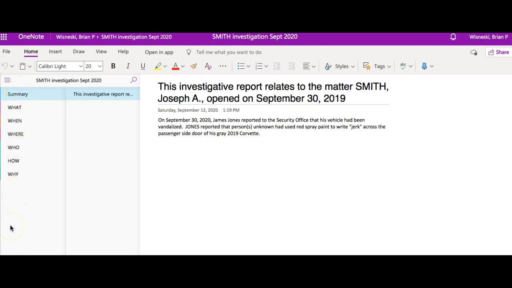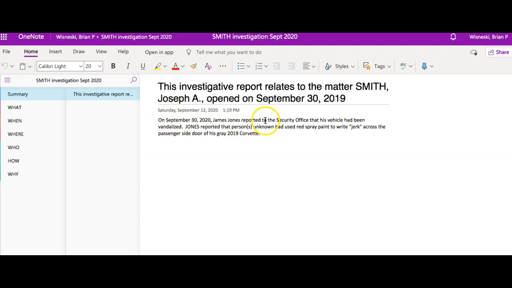So down at the bottom here, you'll see it says section, and you just add the section, and you hit the plus. You can add a what, a when, a where, a who, a how, and a why. And I put a summary in. And my summary is, this investigative report relates to the matter of Smith, Joseph A., and opened on September 30th, right?